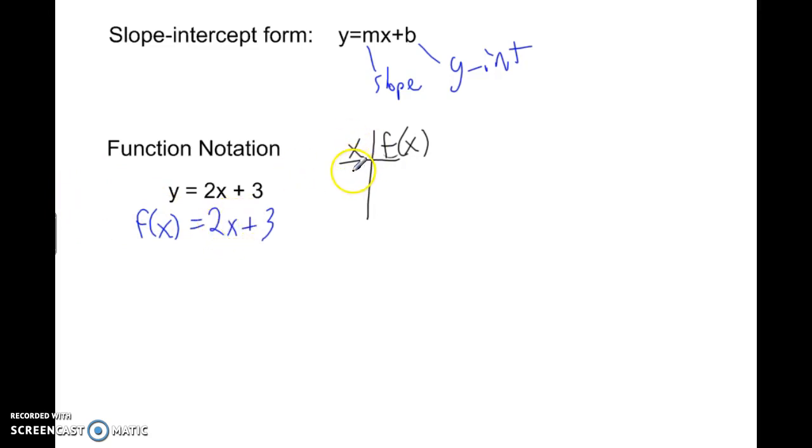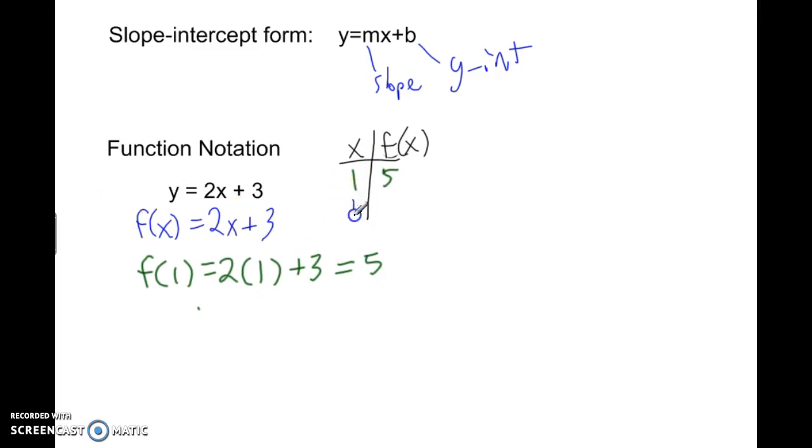If I plug 1 in for x, with a function, we'd call that f of 1. That means we're plugging 1 into this function. Everywhere there's an x, I'm going to plug in. And when you plug in, make sure that you plug in with parentheses. So 2 times that plus 3. In the parentheses, I'm plugging 1. So this would be 2 times 1, 2 plus 3 is 5. So the output is 5.